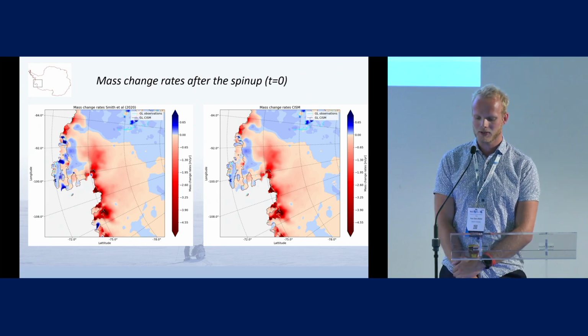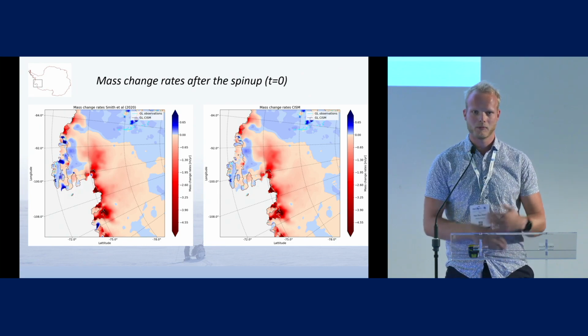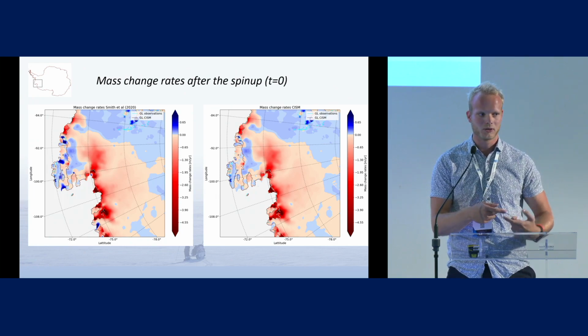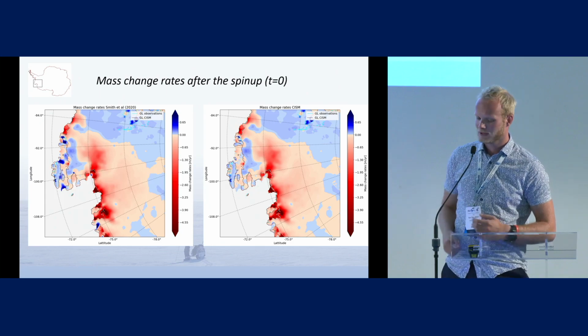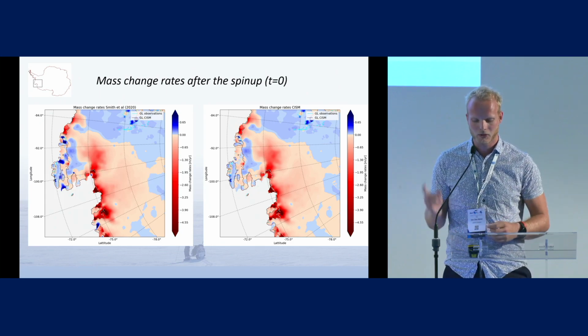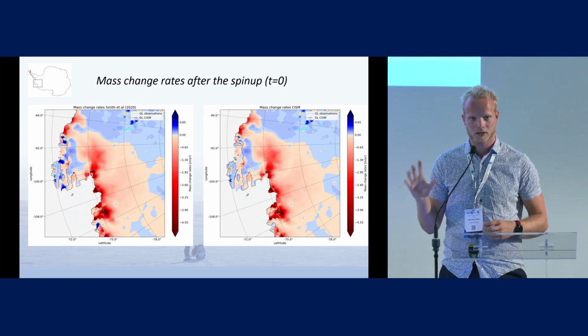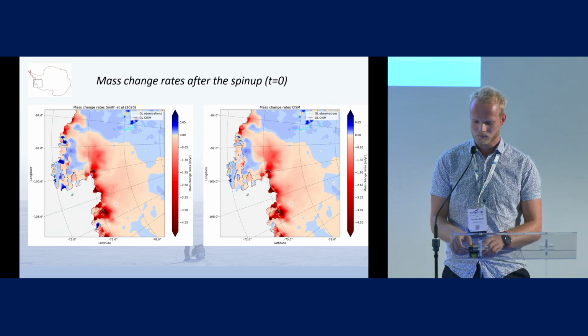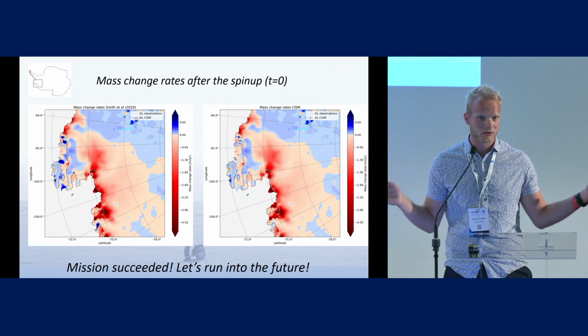And on the right, you can see after we've done the spin-up and we do one time step, what does our dH/dt pattern of our ice sheet look like? It looks like this. So they're the same. They're not exactly the same. There's small differences on the shelves. I can get to that in the break. It's technical details. So, mission succeeded.